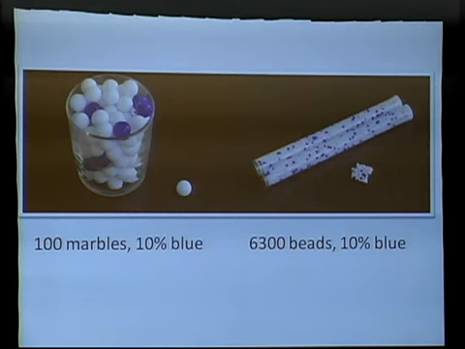So let's say instead of counting by precincts, we were to sample individual ballots. This is something that's been proposed by some people called ballot-based auditing. So that can enable us to be much more efficient. So here's a visual depiction of the statistical intuition here. On the left, you have this jar of 100 marbles. 10% of them are blue. On the right, 6,300 beads, and 10% again are blue.